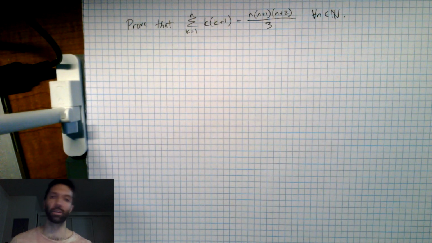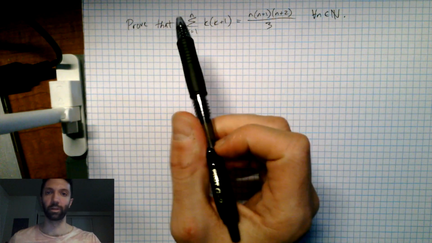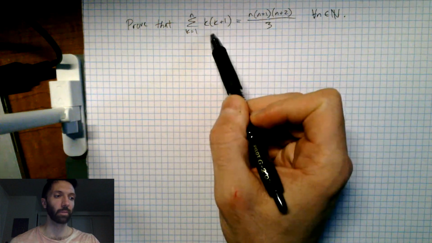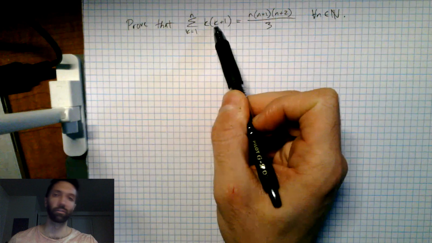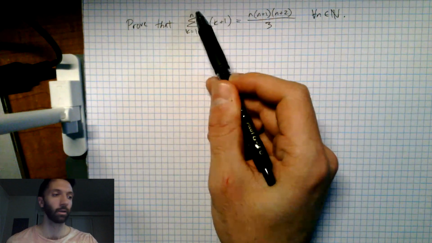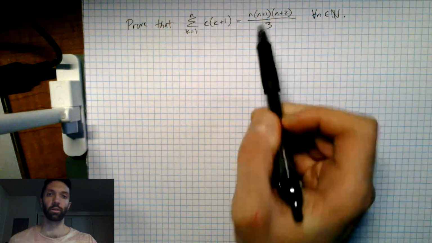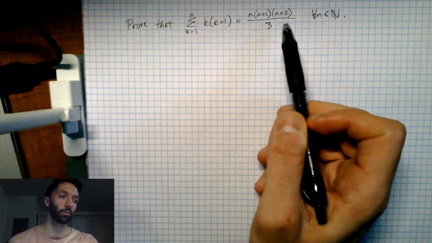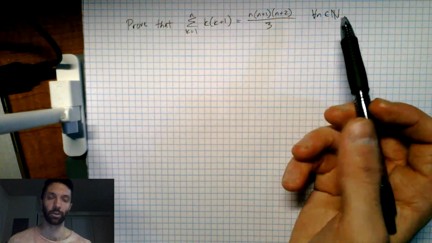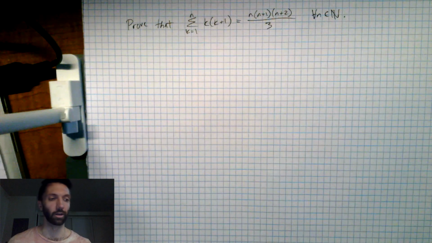Alright guys, so today we are going to prove this statement here. So we're going to prove that this summation evaluated from k equaling 1 all the way up to some number n is going to equal this expression here for all natural numbers n. So to do this, we're going to use a technique called induction.